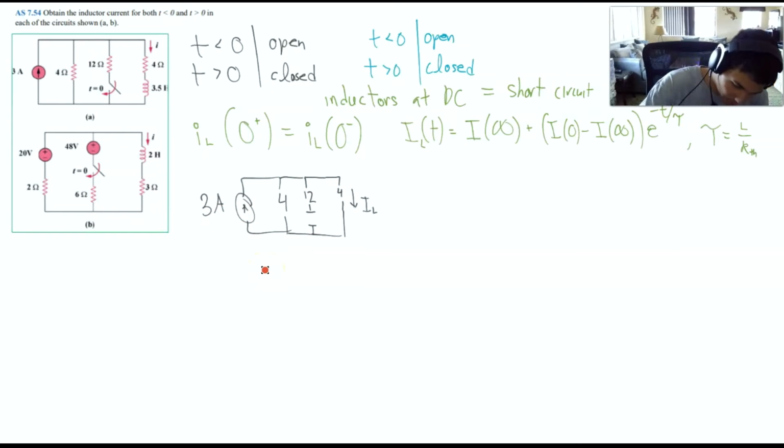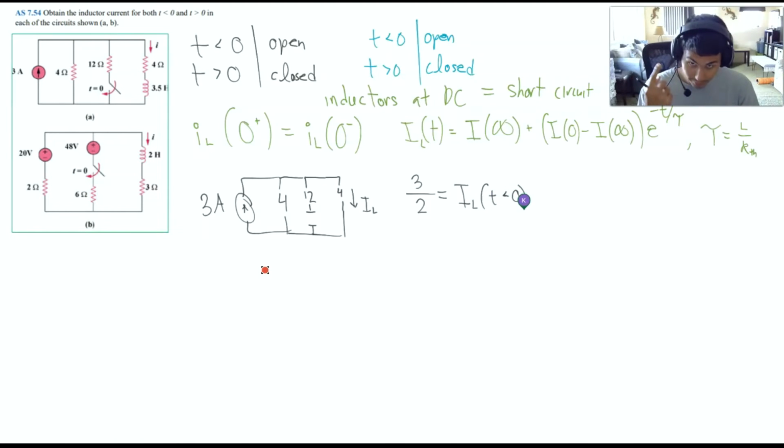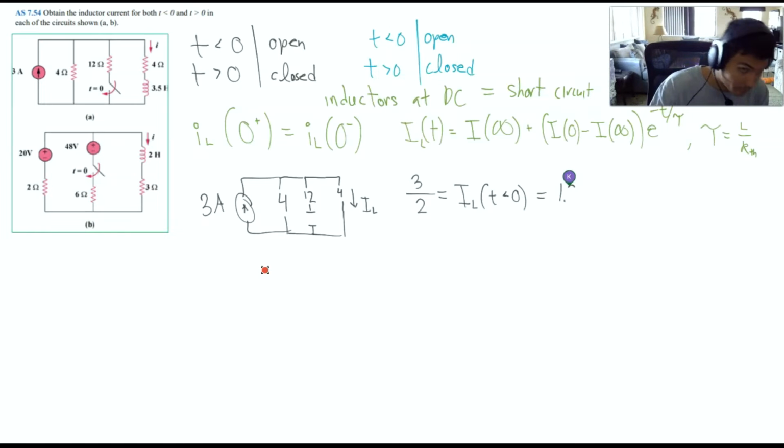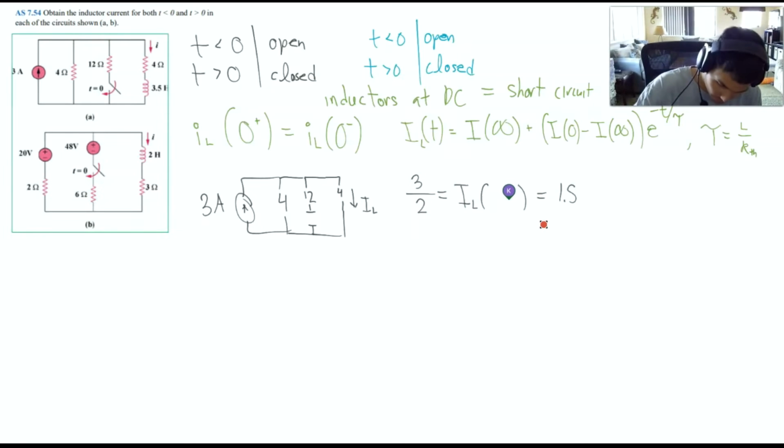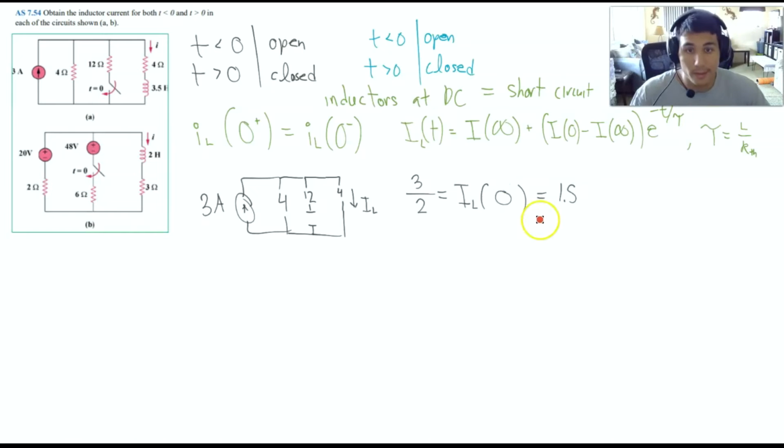So it's literally 3 divided by 2 is equal to IL of what? IL for t less than 0. That's how it works. And we would say that this is all equal to what? 1.5. Or you could leave it as 3/2. And also, let me just write that this way too. I'll write it like this. I have 0. There we go. I mean, we found a good amount of information. Now we just need to ask what happens if this is closed.